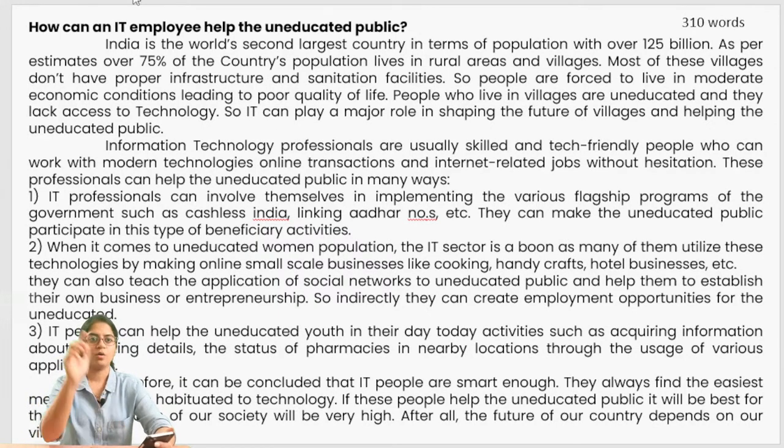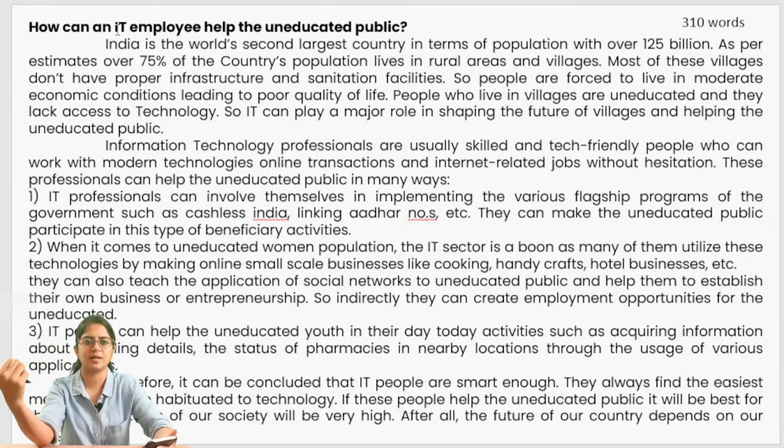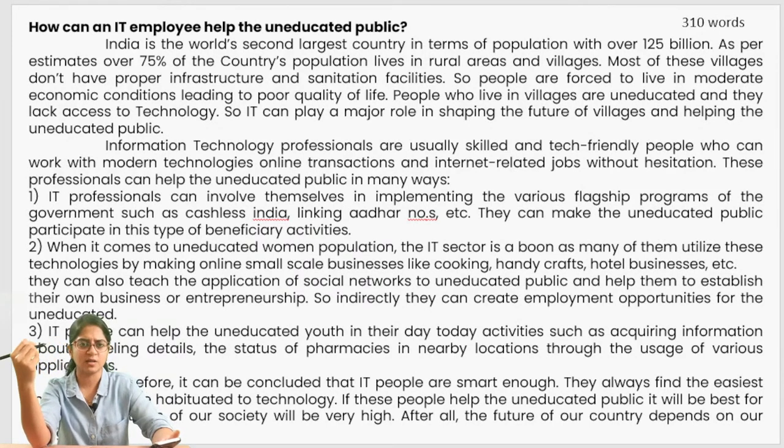Now, you can see there is some paragraphing in the entire essay, with bullets used in terms of numbering 1, 2, 3. So if I had to divide this essay, it can be divided into three parts. India is the world's second largest country in terms of population, with over 125 billion. That is how the first sentence begins. Come on, read it quickly. If you give it a read, you will be able to understand what I'm trying to say.